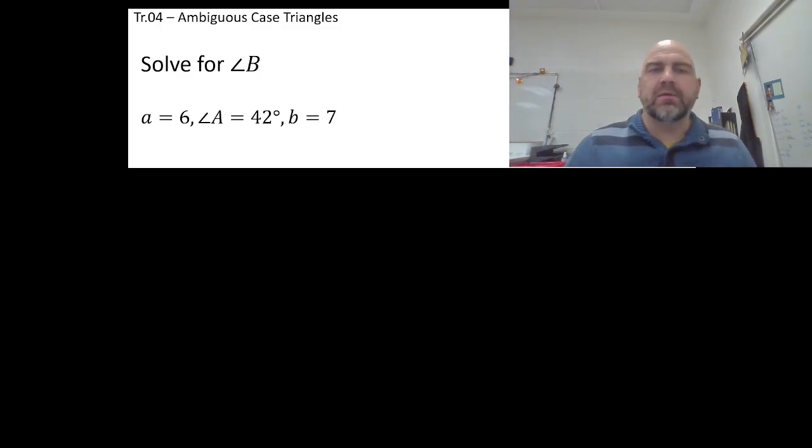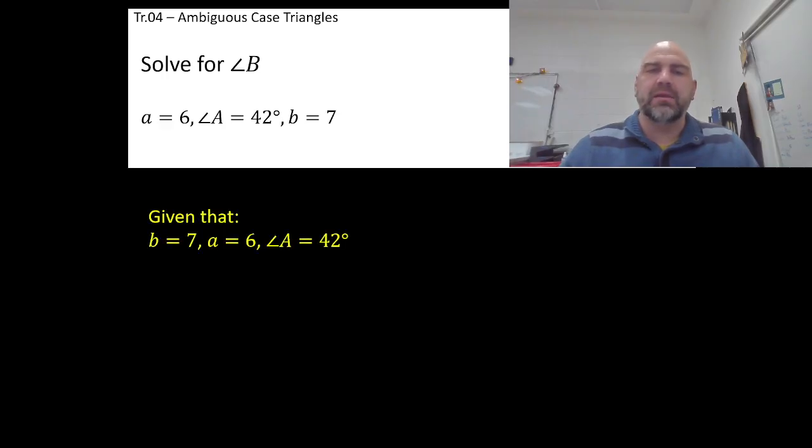All right, here comes an example where we have three pieces of information and we're asked to solve for a fourth one, in this case, angle B. What we know is side A is 6, angle A is 42 degrees, and side B is 7. Let's draw it out.